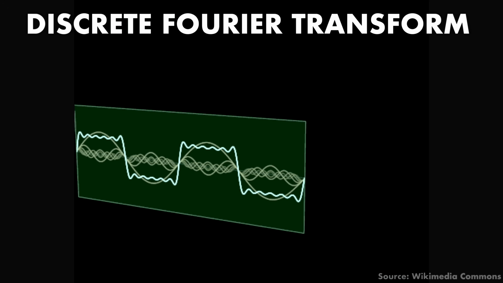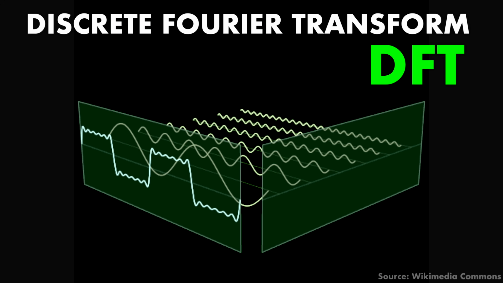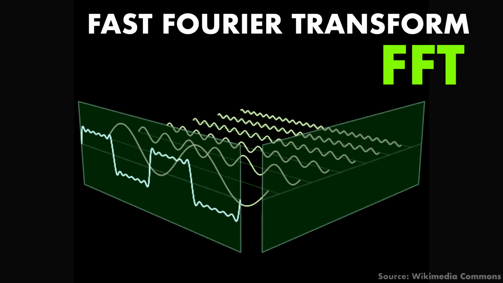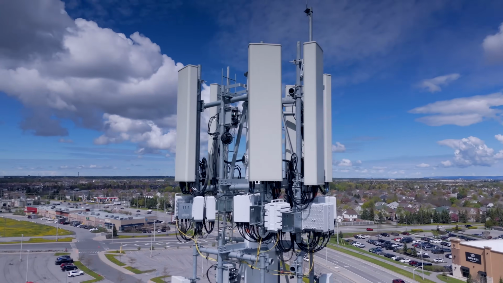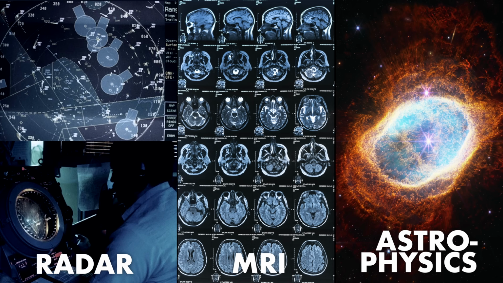It's an old pun that the Fourier transform is called a transform because it was so transformative. It truly is one of the most important tools in signal processing and engineering today. Basically, the discrete Fourier transform, or DFT, calculates which frequencies make up a signal, while the fast Fourier transform, or FFT, does the same, but dramatically faster. Beyond audio and video processing, Fourier transforms are essential in technologies such as Wi-Fi, 5G, and data analysis for things like radar, MRI, or even astrophysics.